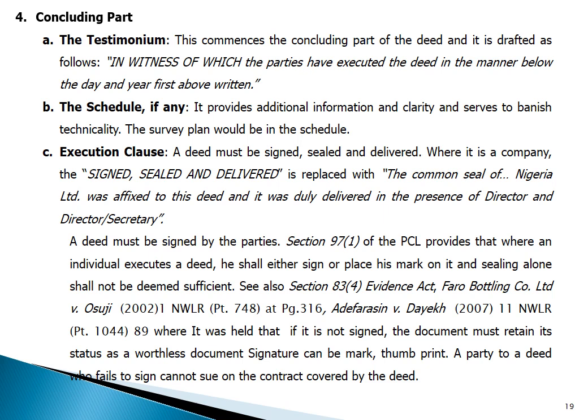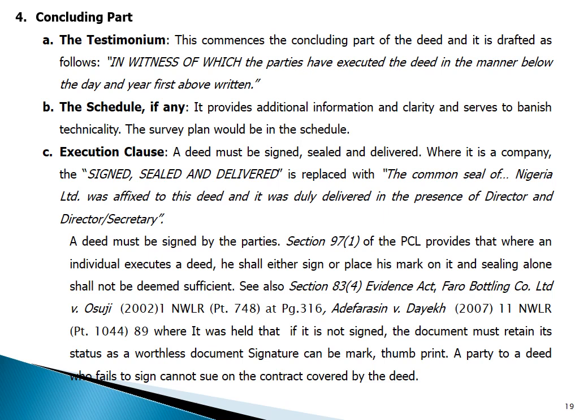C. Execution clause. The deed must be signed, sealed, and delivered. Where it is a company, the signed, sealed, and delivered is replaced with the common seal of Nigeria Limited was affixed to this deed, and it was duly delivered in the presence of director and director secretary.